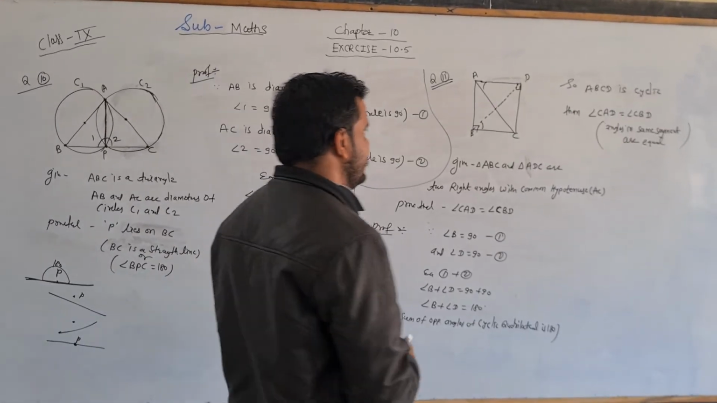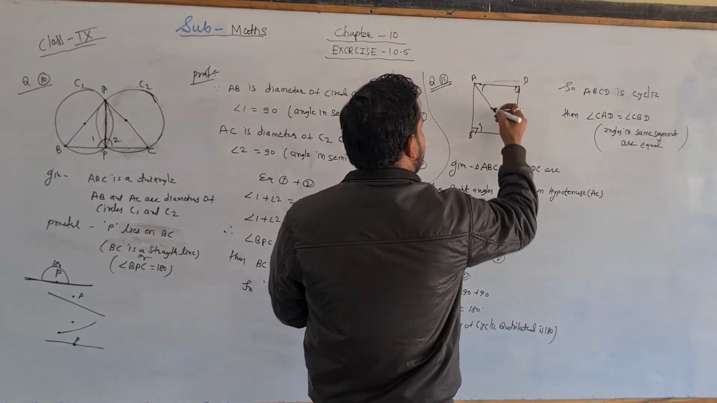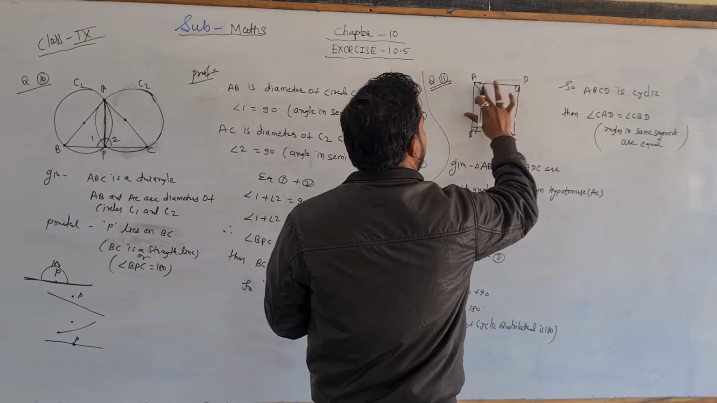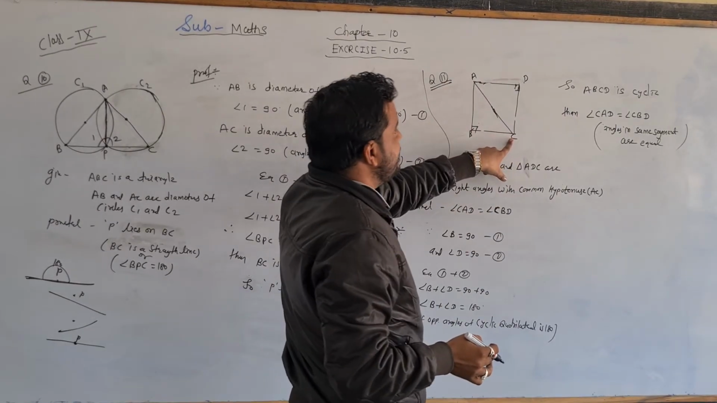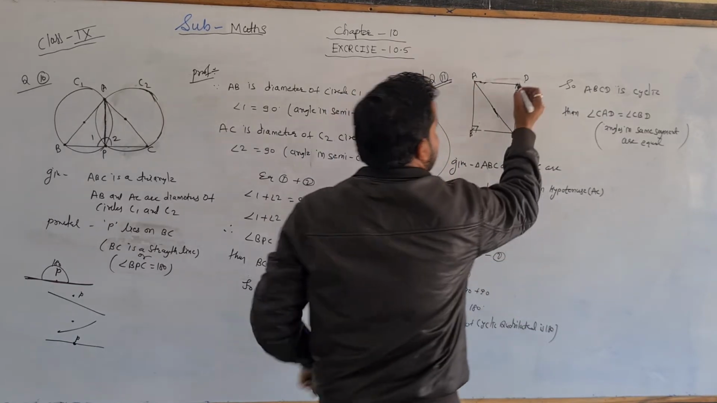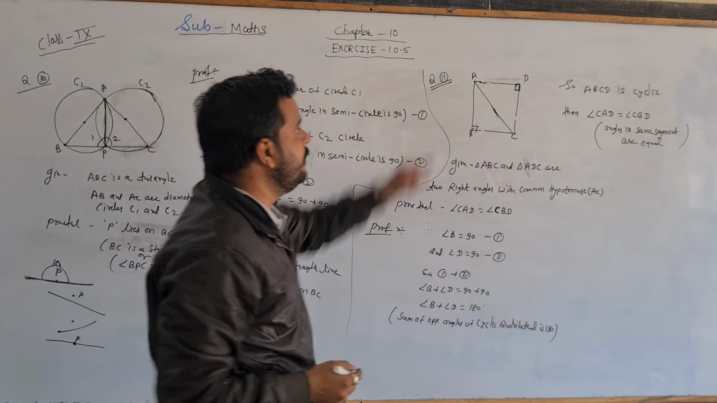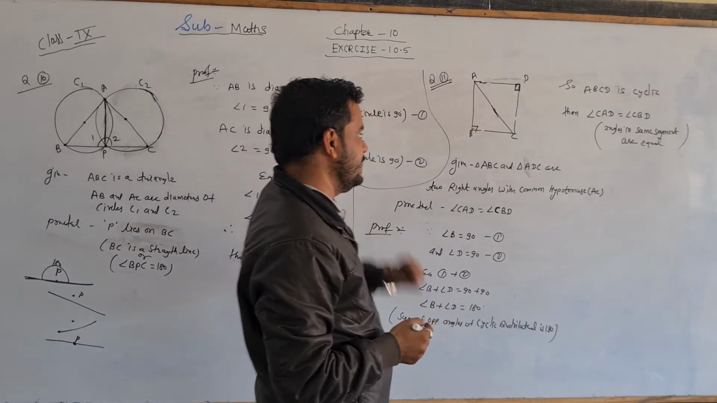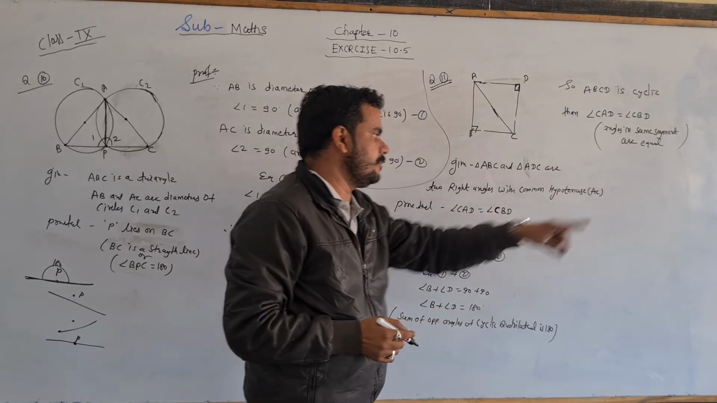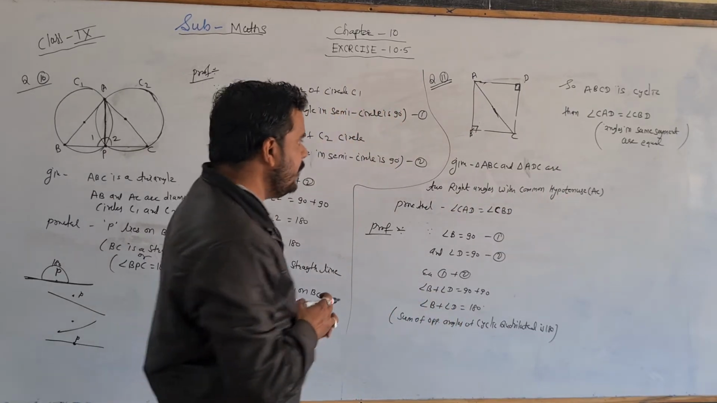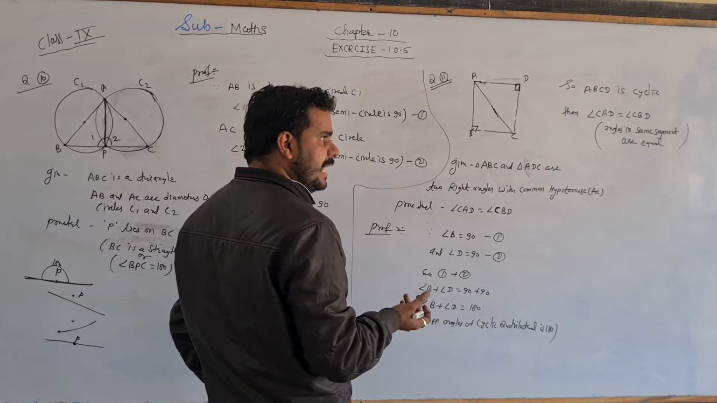The given thing is like this: ABC and ACD are two right angle triangles. ABC is the first right angle triangle and the second is ADC. These both are right angle triangles with common hypotenuse. The common hypotenuse is AC. Triangles ABC and ADC are two right angle triangles with common hypotenuse AC. Okay, we have to prove that angle CAD is equal to angle CBD.